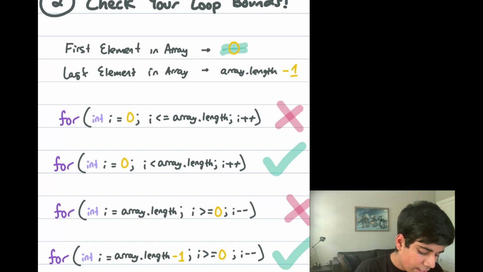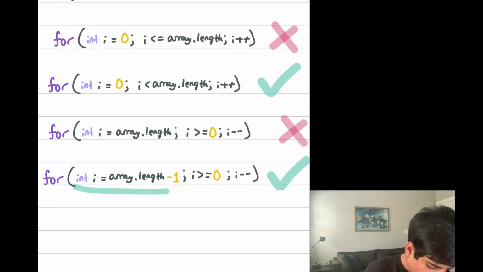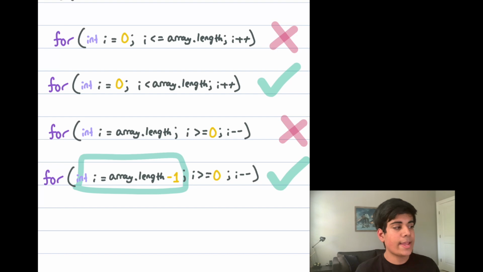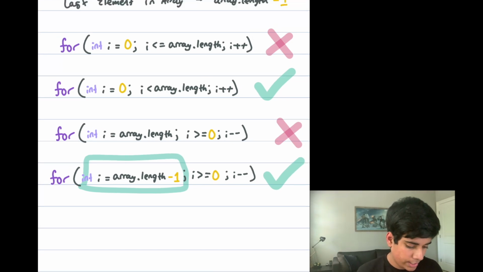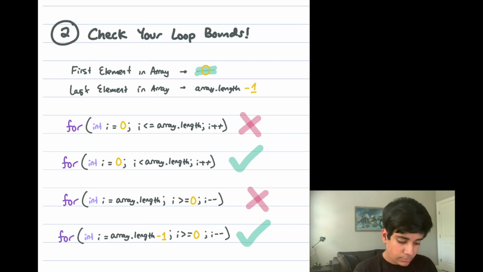Then looking at traversing an array backwards, make sure that your initial thing here is set to array length - 1 and not array length. Also very important. And this could save you a few points on your exam, so make sure to check your loop bounds every time when you are writing a loop, especially when you're traversing arrays.